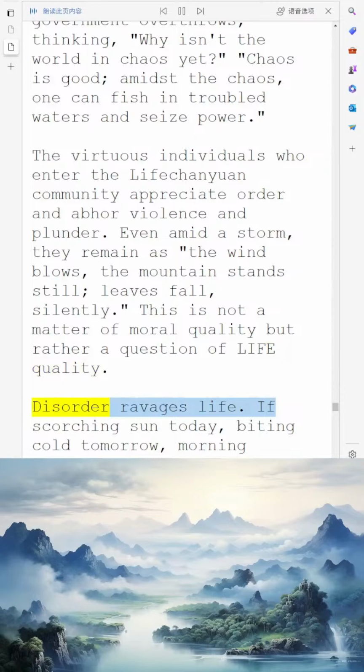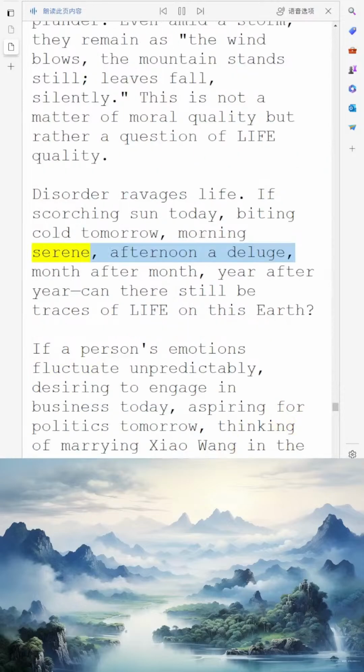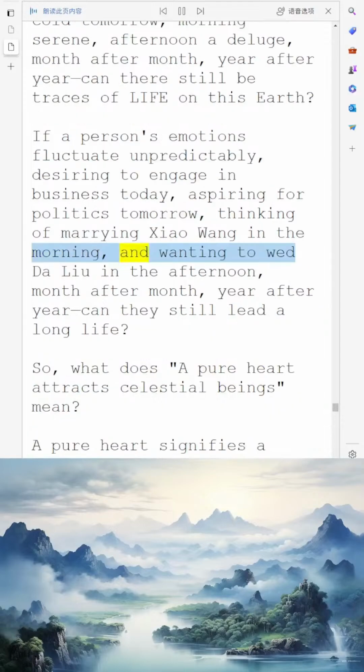Disorder ravages life. If scorching sun today, biting cold tomorrow, morning serene, afternoon a deluge, month after month, year after year, can there still be traces of life on this earth? If a person's emotions fluctuate unpredictably, desiring to engage in business today, aspiring for politics tomorrow, thinking of marrying Xiao Wang in the morning, and wanting to wed Lu in the afternoon, month after month, year after year, can they still lead a long life?